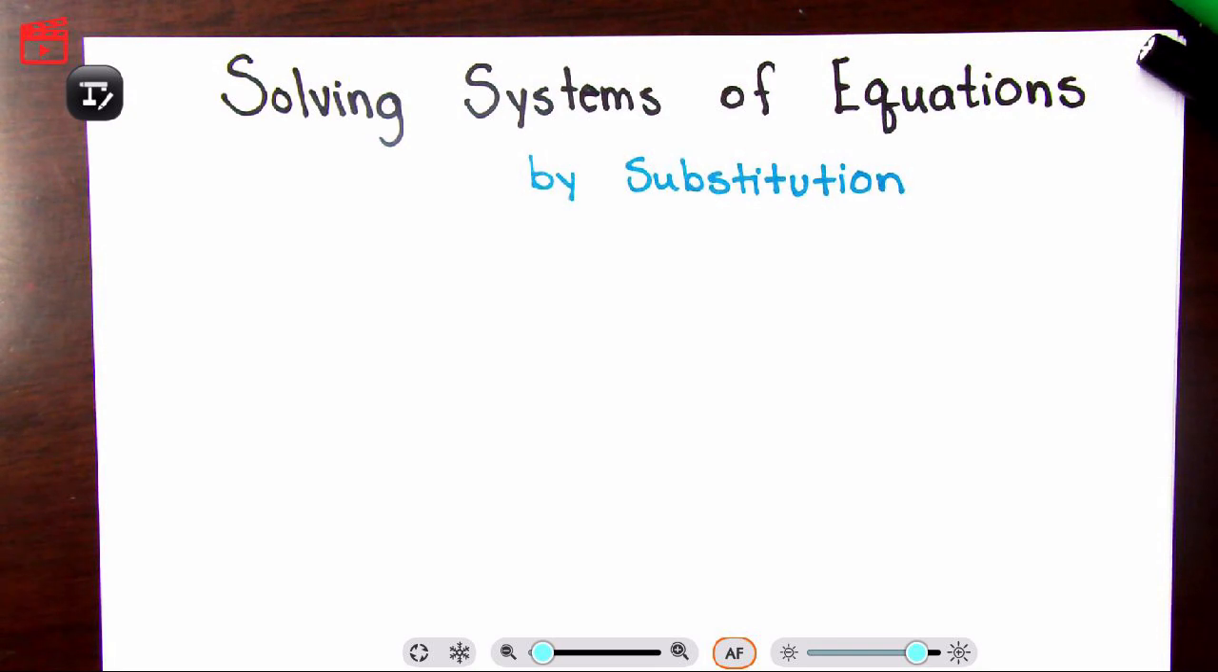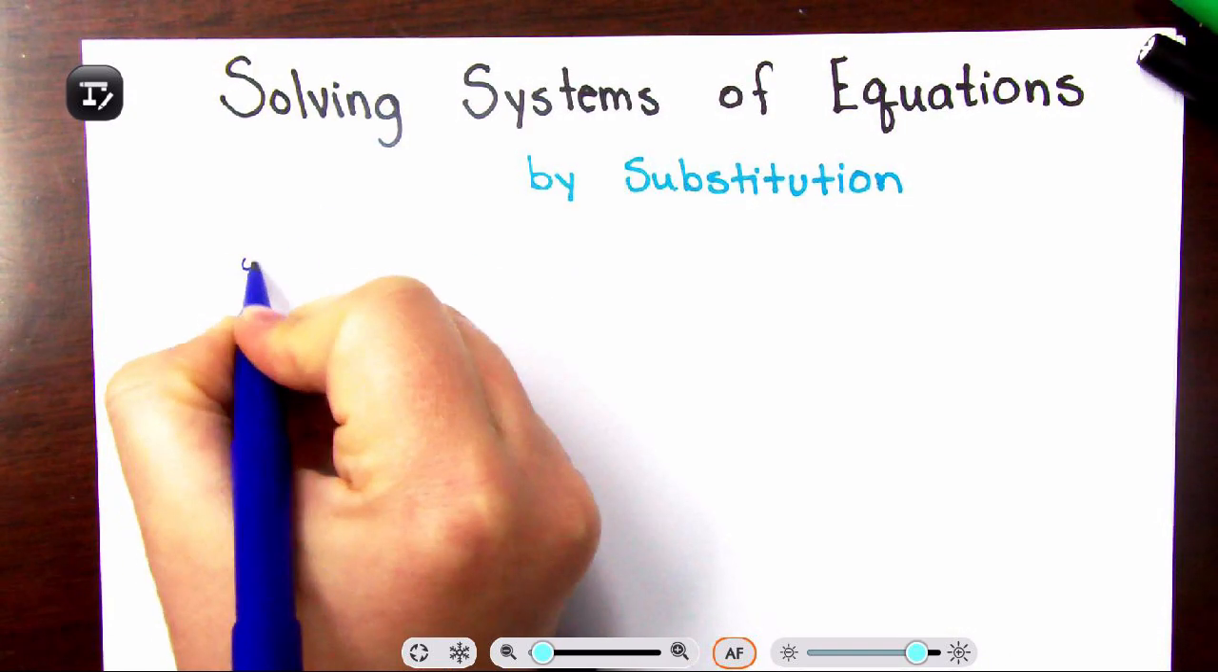So solving a system of equations, what is that again? It is two equations that we are solving for the x and the y value. Now, there are three types of answers. They are the same as we did for elimination. So we can have one solution, no solution, or infinitely many solutions. Let's go ahead and write that down.